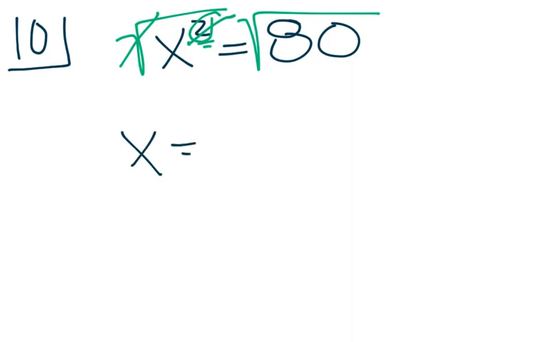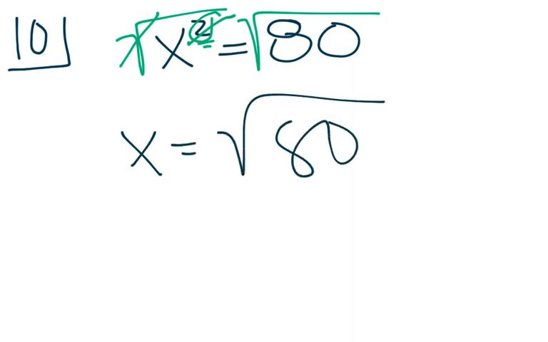So x equals the square root of 80, and for the square root of 80, you are going to need a calculator. And the instructions say, if necessary, round to the nearest tenth. So you're going to plug in the square root of 80 into your calculator, and you get 8.9. So it says round to the nearest tenth. Tenth means you add one number after the decimal.